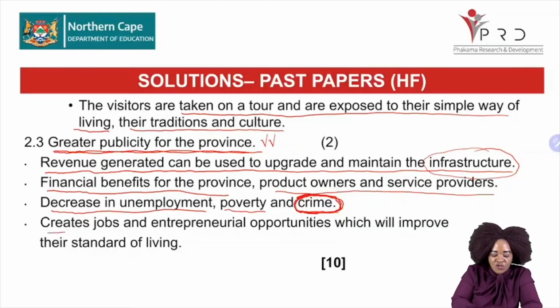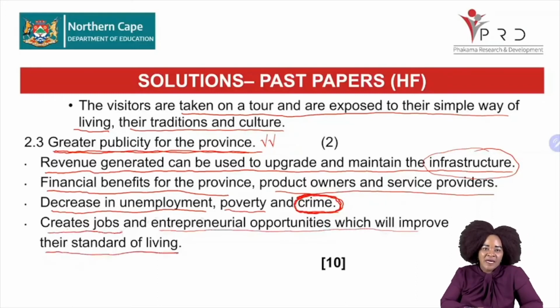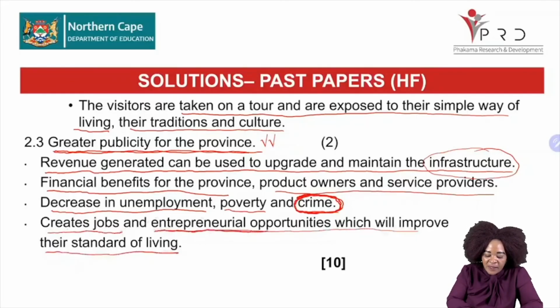It also creates jobs and entrepreneurial opportunities, which will improve their standard of living. So in the process, jobs are created because people are being employed. People are being employed because many tourists are actually coming to see these World Heritage sites. And also some people, remember guys, it is not everybody who will be working for somebody, but there are people who actually become entrepreneurs, yes. They become entrepreneurs in the tourism industry, and those people, they sell things to the tourists and they get money.